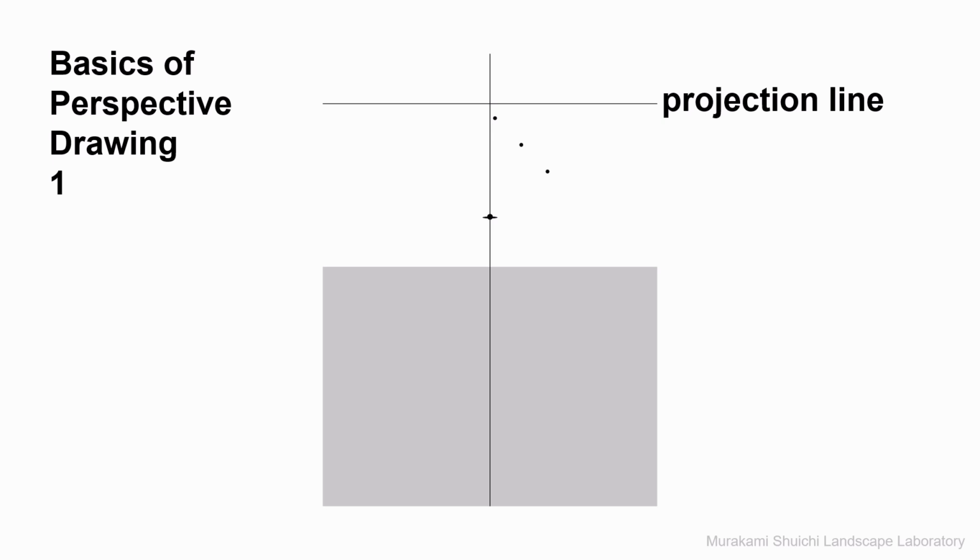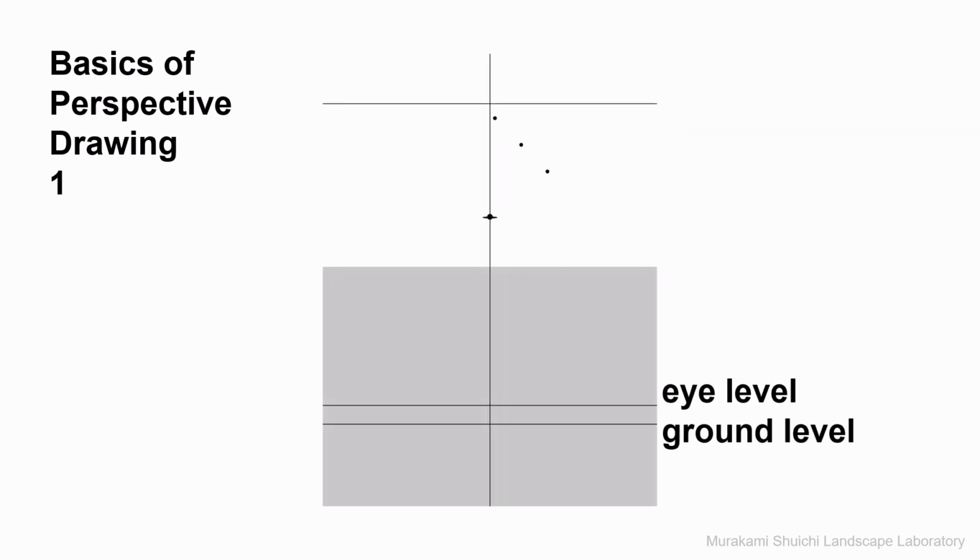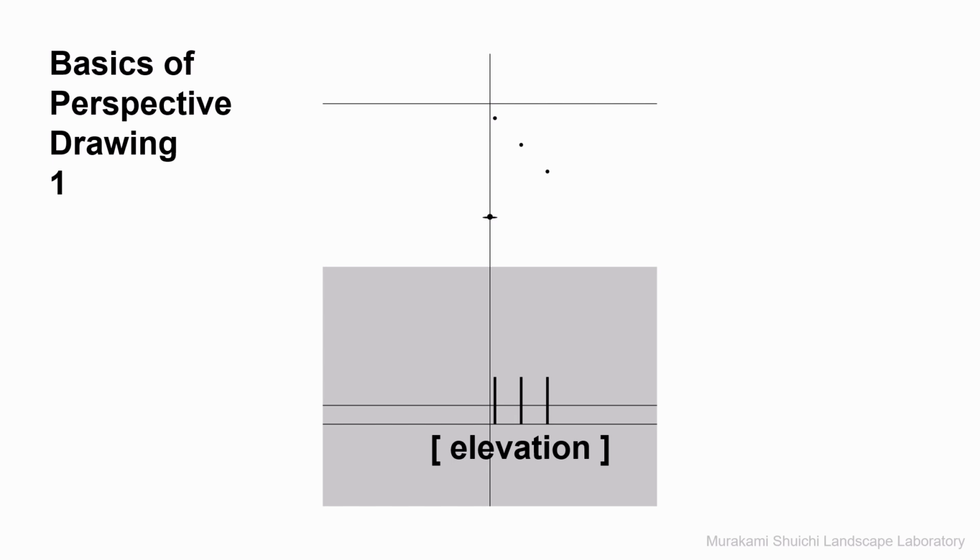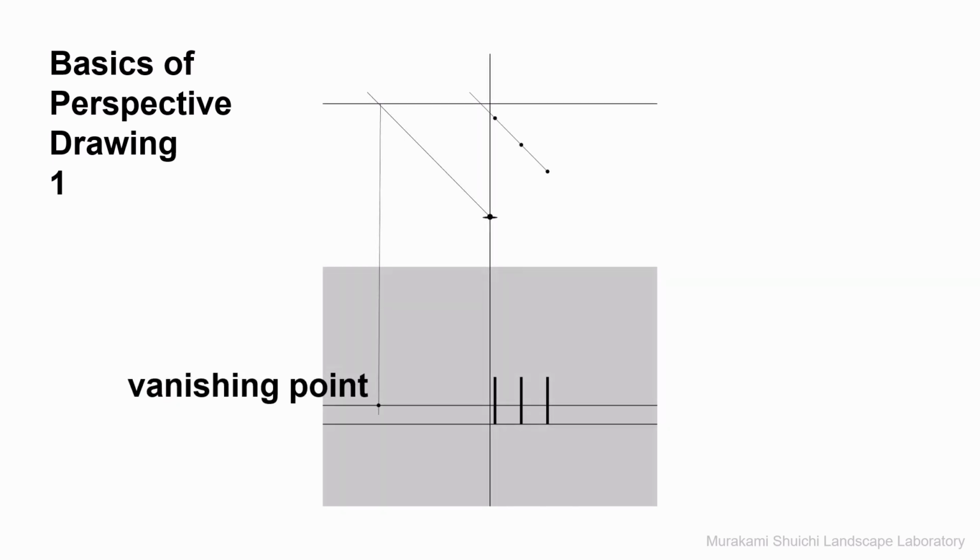Draw the projection line on the plan and draw the horizontal lines of the eye level and ground level on the perspective. Add the elevation view of 3 columns on the ground level in the same scale as the plan. To find vanishing points, extend the line parallel to the column's direction from the viewpoint until it intersects the projection line. Then drop the vertical to the perspective plane. The intersection with the eye level line gives the vanishing point.